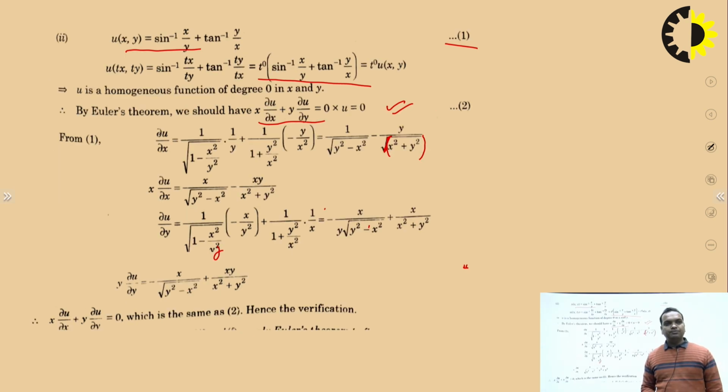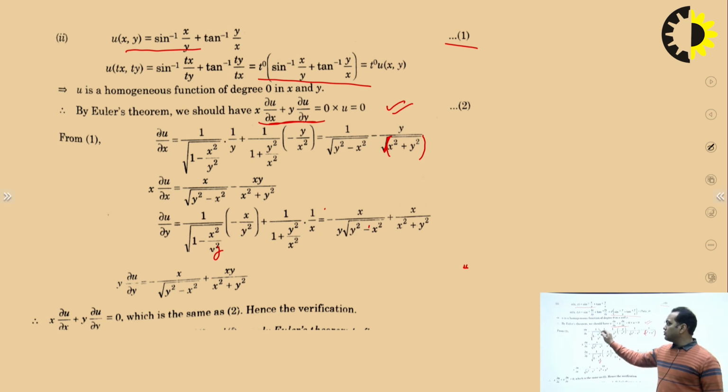In this problem, firstly we check whether this function is homogeneous or not. Again, we put x = tx and y = ty. We get t⁰ u(x, y). It implies u is a homogeneous function of degree 0 in x and y. Hence, by Euler's theorem, we get x ∂u/∂x + y ∂u/∂y = 0.